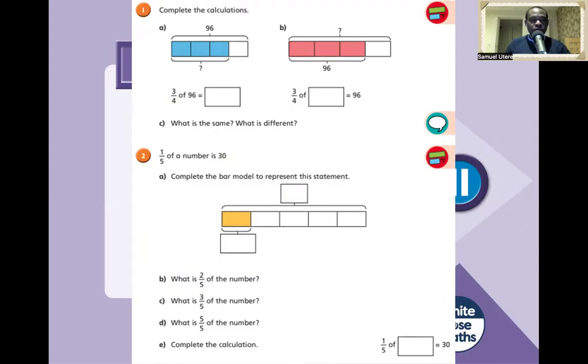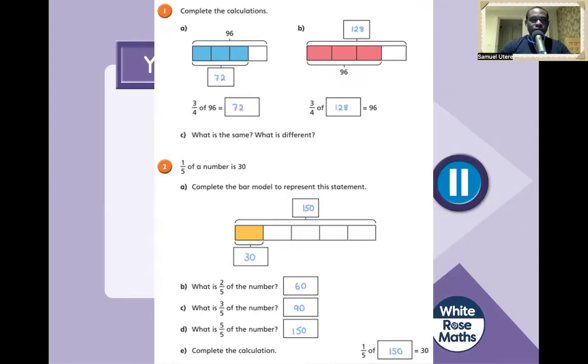Assuming you've paused the video and you've answered the questions, here are the answers. So here you're asked to complete the calculations. All right. So very quickly, you would see that for these calculations, 3/4 of 96 is 72. All right. Here you're being told that the whole lot is 96. So if 4 parts is equal to 96, you get what each part is worth by dividing 96 by 4. Once you get that number, you multiply it by 3. Okay. So I hope you won't forget this.